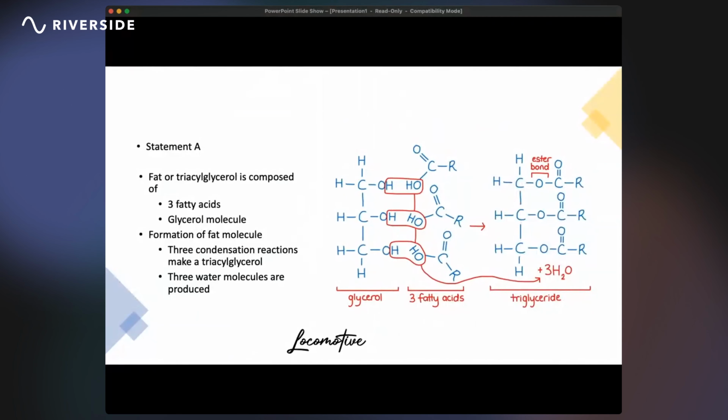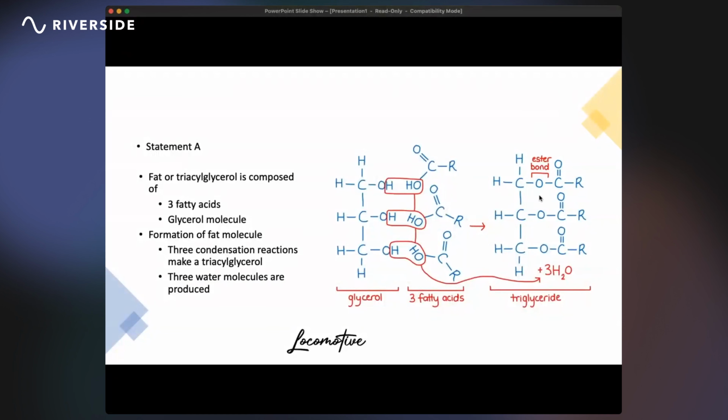Statement A. Fat or triacylglycerol is composed of 3 fatty acids and a glycerol molecule. 3 fatty acid molecules are each joined to glycerol by an ester linkage, a bond formed by a dehydration reaction between the hydroxyl group and the carboxyl group. The reaction between alcohols and the carboxylic molecules is esterification. You can see the ester bond here.